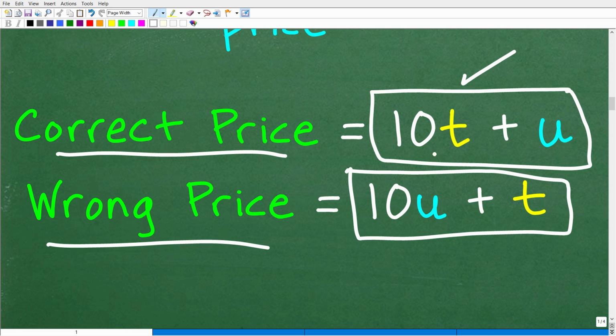Okay, so this is going to be our variable expression for the correct price, and now we have a variable expression for the wrong price. And with this in mind, we can actually build ourselves some equations.